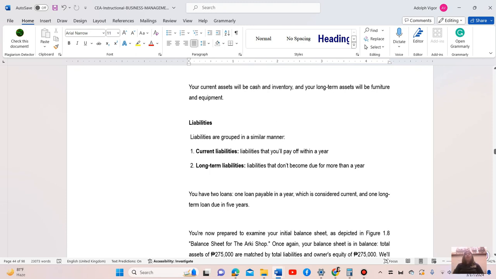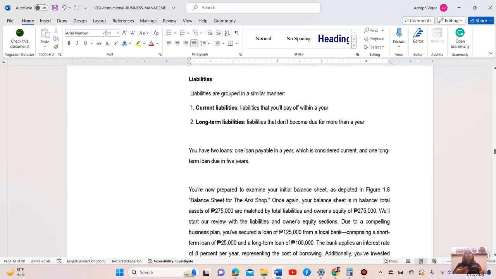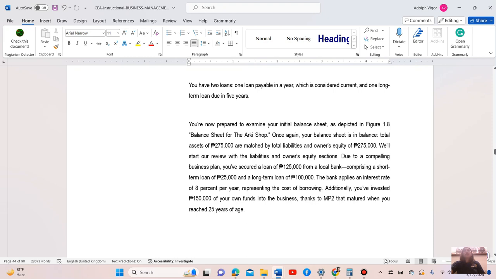Liabilities are grouped in a similar manner. You have current liabilities that you'll pay off within the year. So if you have a loan payable within the year, that's under current liabilities. And if you have liabilities that don't become due for more than a year, let's say 5 years, that's under long-term liabilities. So you have two loans, one loan payable in a year, which is considered current, and one loan payable in 5 years, which is long term.